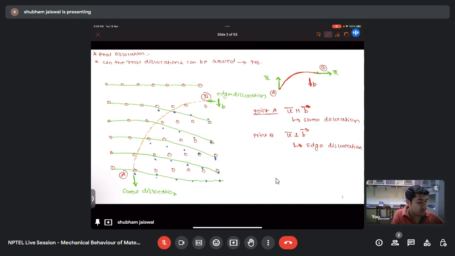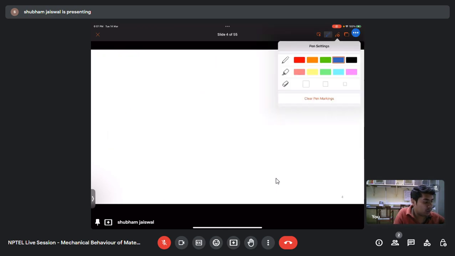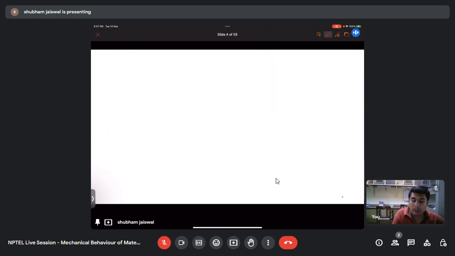So we have talked about real dislocations, whether they can be bent or not. The answer is yes, they can be bent, and this dislocation is a mixed dislocation. So this is all about the real dislocation. Then after that, we have seen some fundamental characteristics of dislocation.